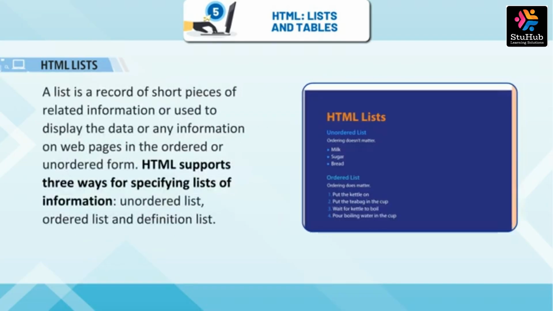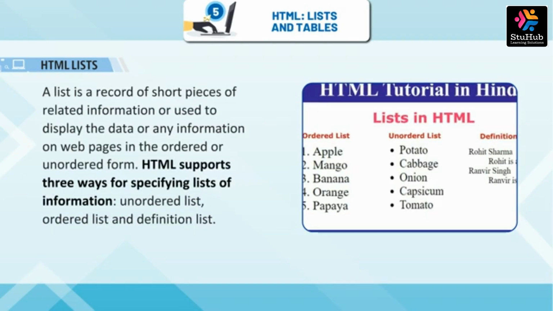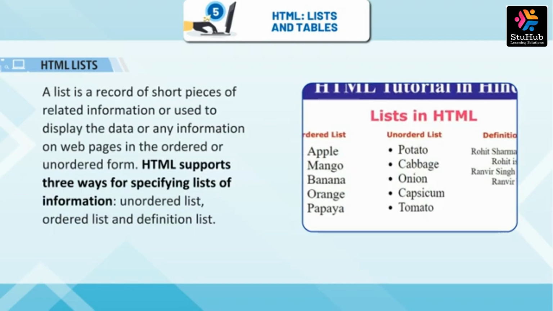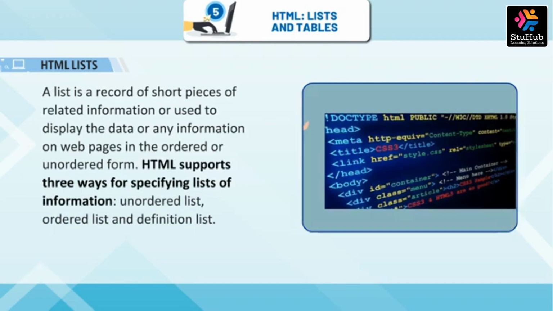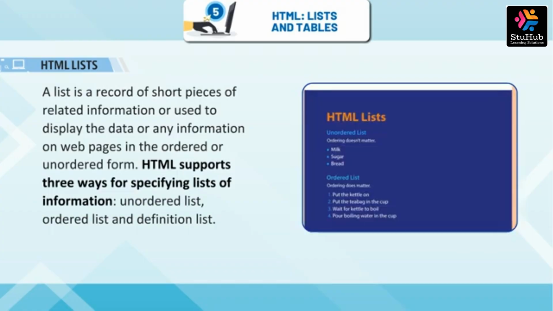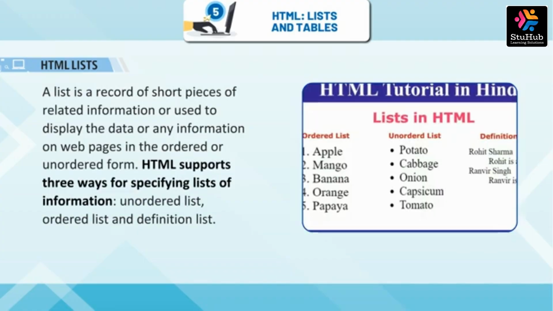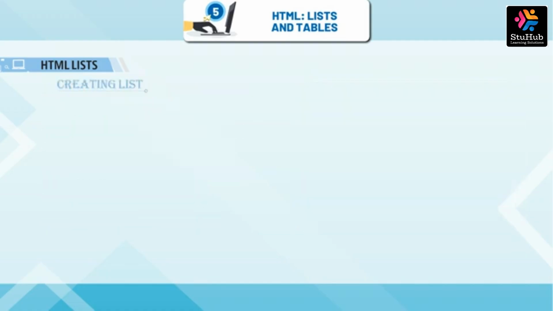HTML lists. A list is a record of short pieces of related information, used to display data or any information on web pages in ordered or unordered form. HTML supports three ways of specifying lists of information: unordered list, ordered list, and definition list.